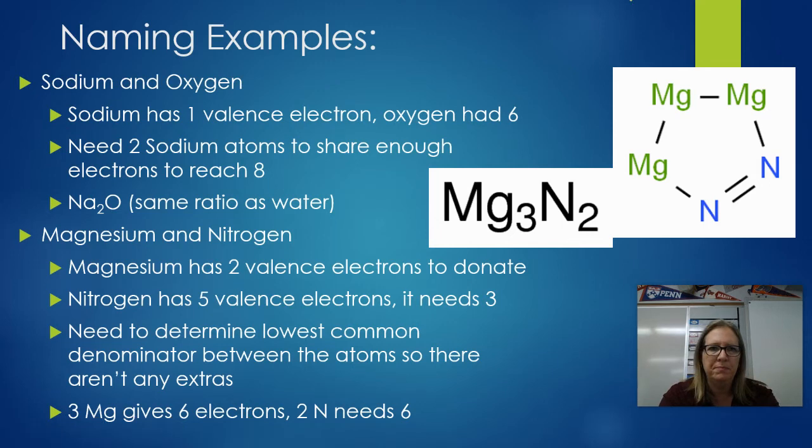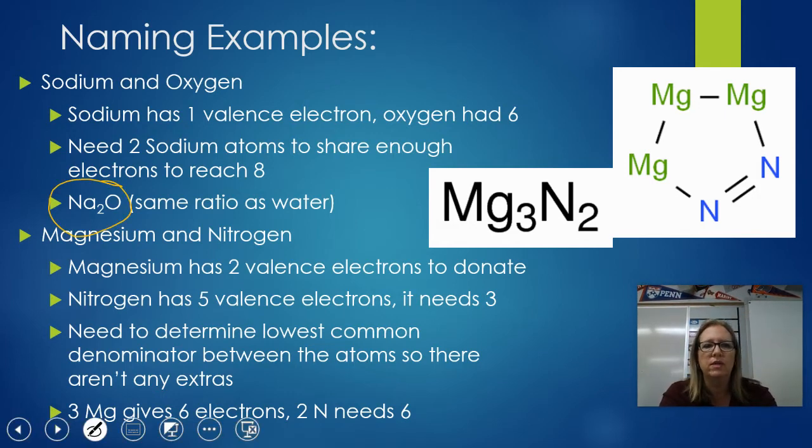Okay. Here's some other naming examples. We've got sodium and oxygen, okay? Sodium has 1 valence electron still. Oxygen has 6. So the oxygen needs to gain 2 additional electrons. And so you're going to actually find it with 2 atoms of sodium, okay? Because each will give 1 electron. So the final formula would be Na2O, implying 2 sodium and only 1 oxygen. It's the same ratio as water there, okay? You can see that there's a double bond. We're not going to do the dot structure right now, though. We're just kind of talking about the ratios and the naming.